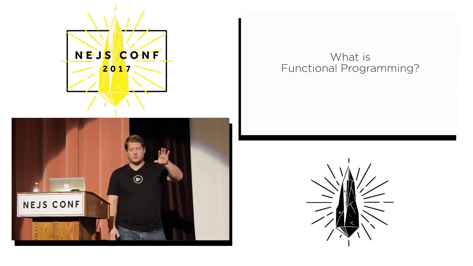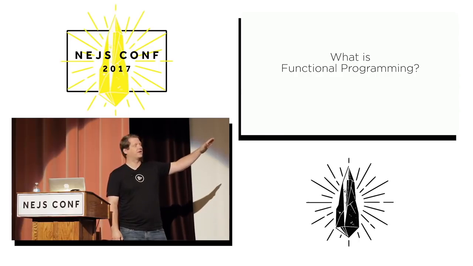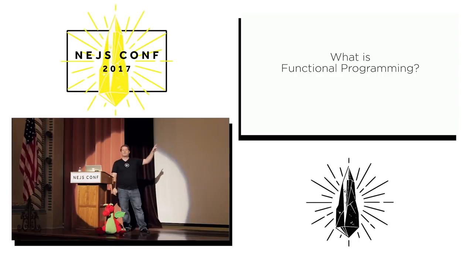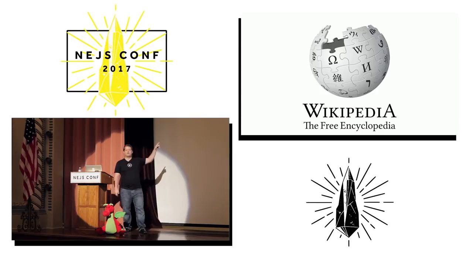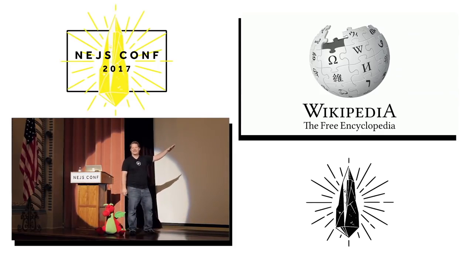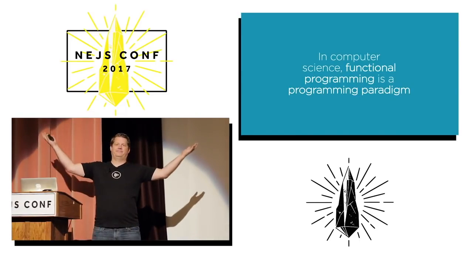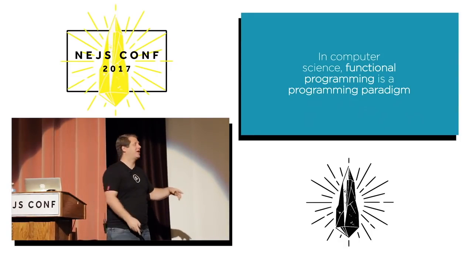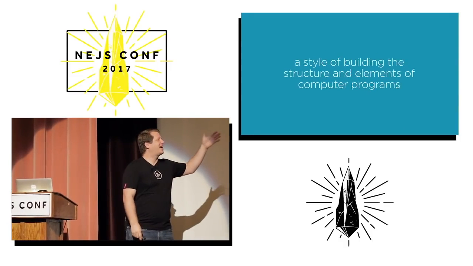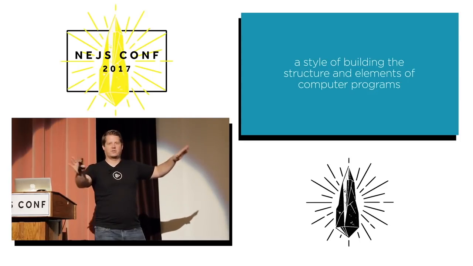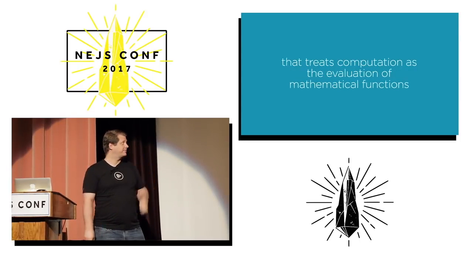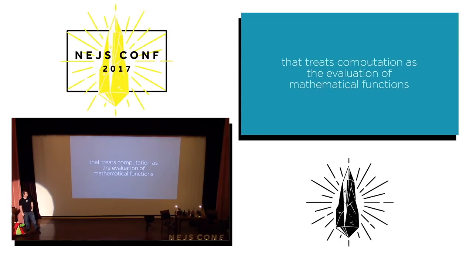So the first thing I want to do, just real quick, is set the groundwork for what functional programming is. And the best source, always, to find definitions for anything is Wikipedia. Okay, so Wikipedia says this: in computer science, functional programming is a programming paradigm. We're all on the same page. A style of building the structure and elements of computer programs, totally still cool, right up until we get to this, that treats computations as the evaluation of mathematical functions.